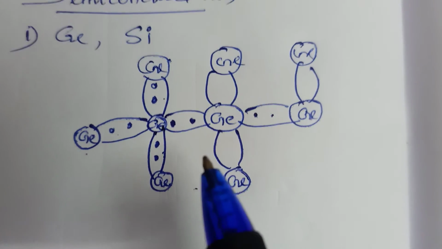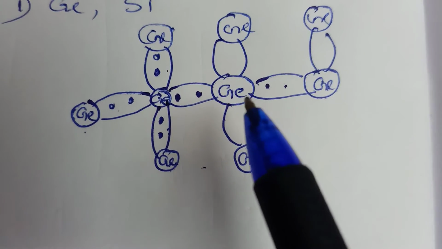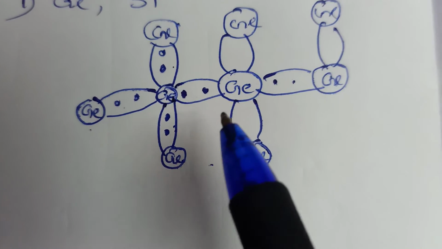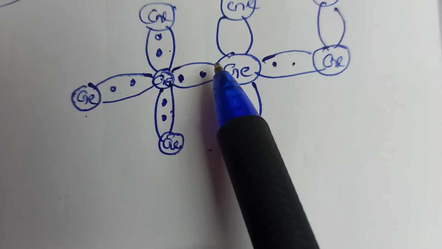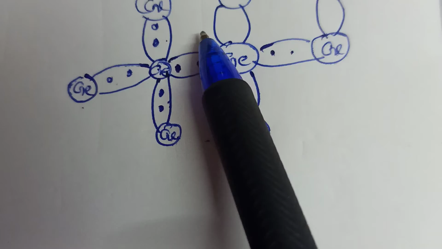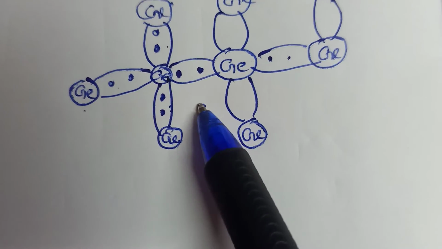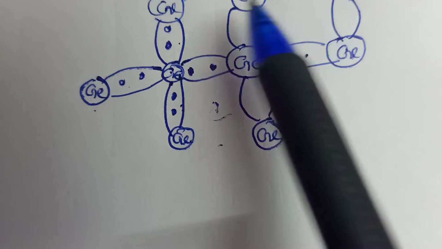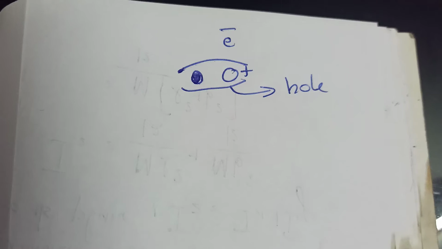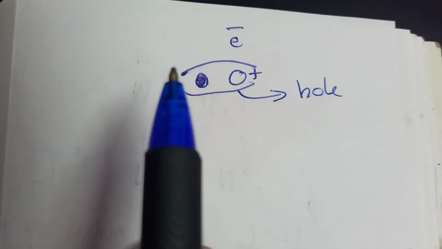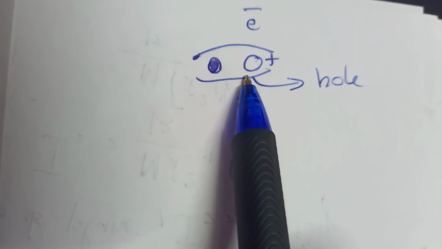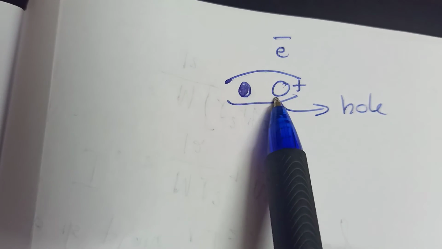At room temperature, some of the bonds will be broken and there will be electrons and holes. What do we mean by holes? When a covalent bond breaks, an electron will break out and it will form a free electron. That means this electron can freely move through this lattice. And there will be one deficiency of electron. This deficiency of electron has a positive charge and is termed a hole. In semiconductors, there are 2 charge carriers, free electrons as well as holes.